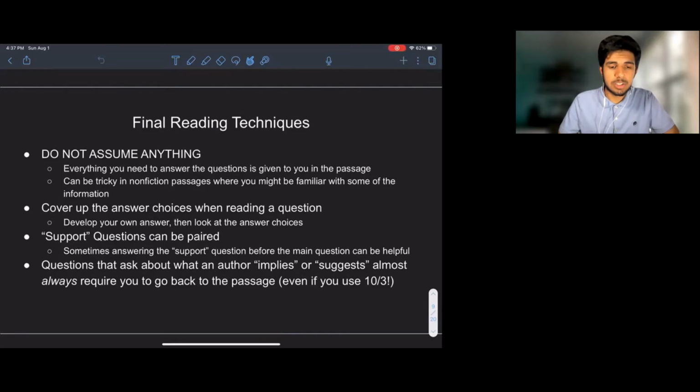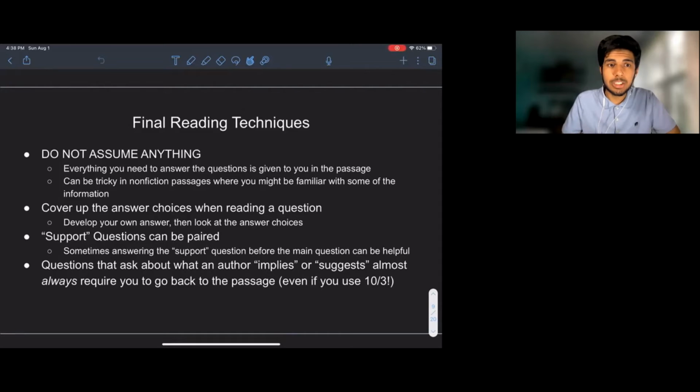So next I'm going to talk about what I call support questions. So these are the questions where they ask you to find the lines in the text that best support your previous answer, and they can be paired with their previous question. And sometimes if you're stuck on the first question, you can look at the next question of finding support, and that can key you into where you should be looking in the text, and then you can answer both of the questions. Perhaps you can answer the support question first and then go back to the previous question, but they can be paired and they can be used to help each other out.